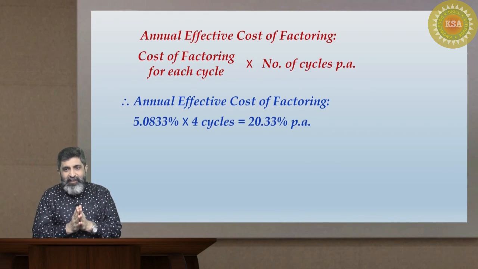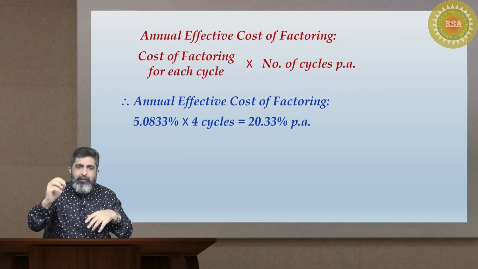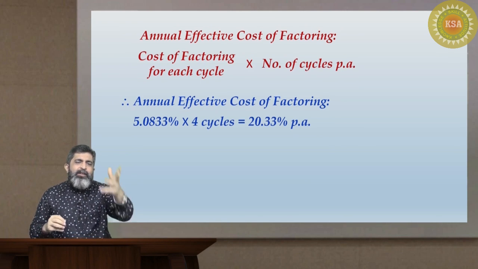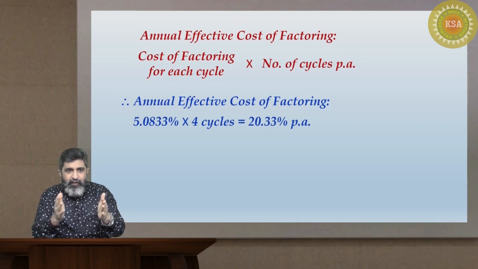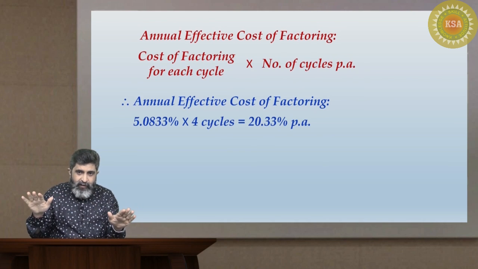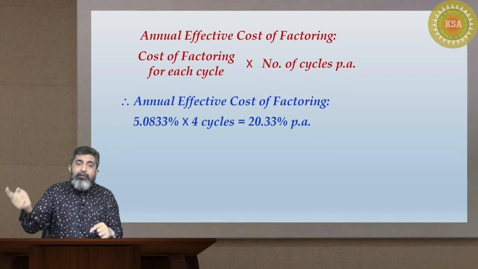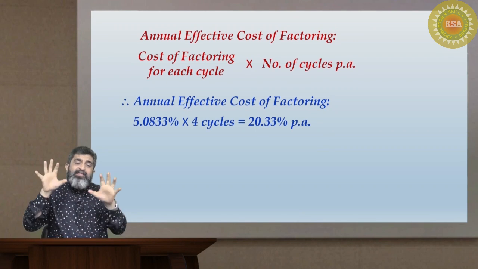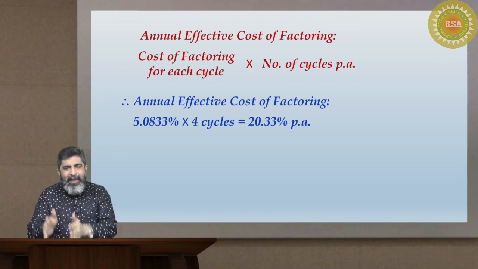Therefore, if we want to compare, suppose the bank has given an offer of 15% interest and the factor is giving an offer of just 11% interest, it will be madness to compare 15% with 11%. You should never do that. You should first land up at the effective cost of factoring. The effective cost of factoring should then be compared with the bank's interest rate, and then you can take a decision whether you should go for factor financing or bank financing.